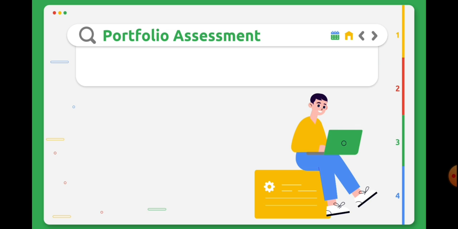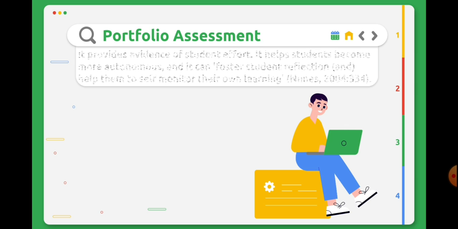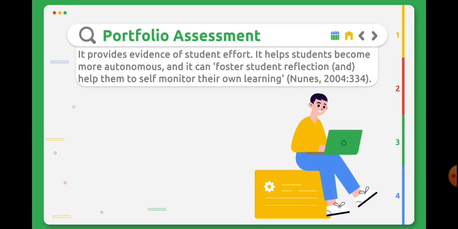The next one is portfolio assessment. It provides evidence of students' effort. It helps students become more autonomous, and it can foster student reflection and help them to self-monitor their own learning. It is based on Nunes, 2004.